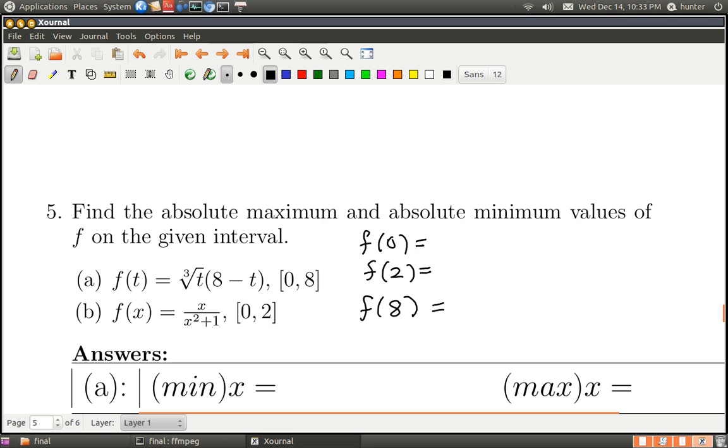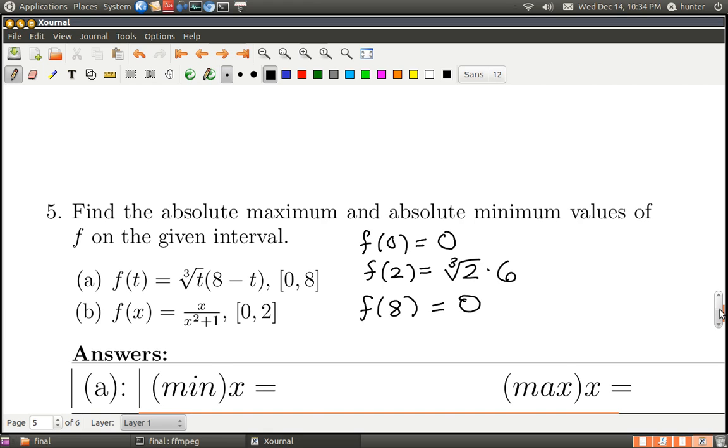So you can see that when I plug 0 in, 0 comes out. Also notice that when I plug 8 in, 8 minus 8 is 0, so 0 comes out. And what happens when I plug 2 in? I get something kind of weird. I get the cube root of 2 times 6. Okay, cube root of 2 times 6, fine.